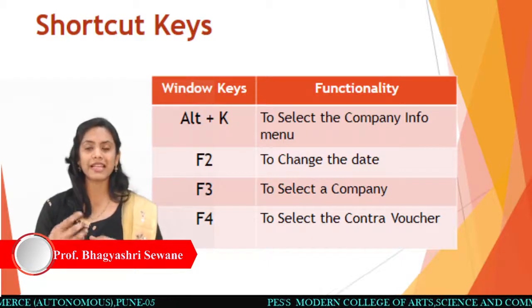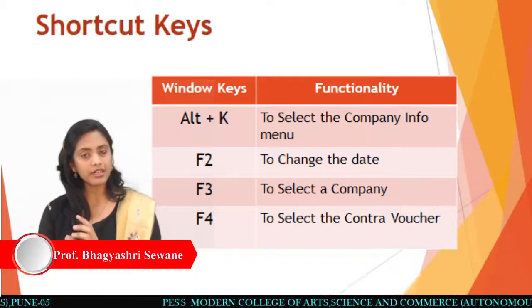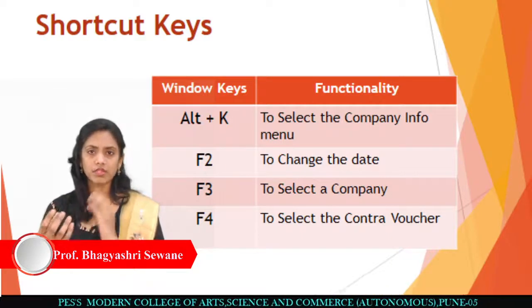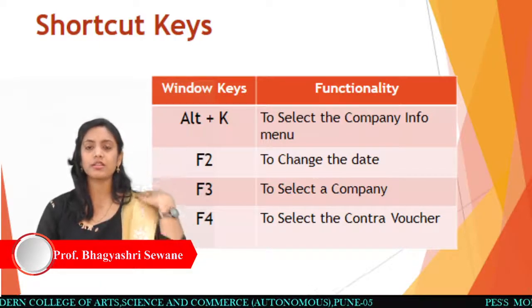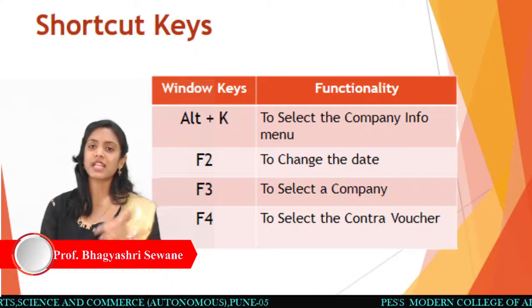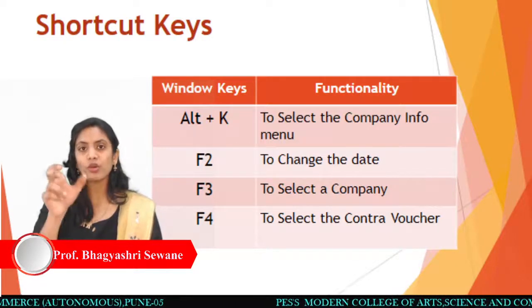When you want to select a company, alter a company, delete a company, or shut a company, you can see these options in this Alt plus K option. Then the F2 option is there to change the date. F2 is there to change the date, meaning the current date. I'm talking about only the current date.